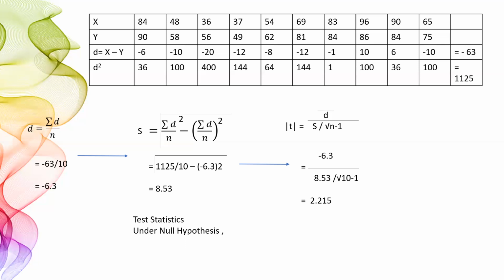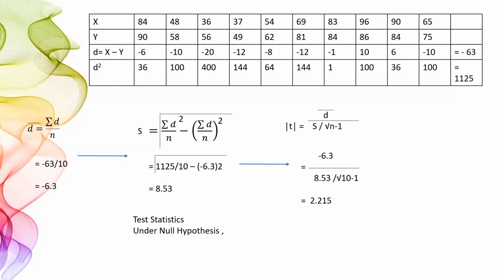After that, we have to substitute in the formula. The formula for d bar is d bar equal to summation d by n. So minus 63 divided by 10 gives minus 6.3. Next, we substitute in the s formula: root of summation d square by n minus, summation d by n, the whole square. If we substitute, we get the final answer as 8.5. So d bar is minus 6.3 and s is 8.5.